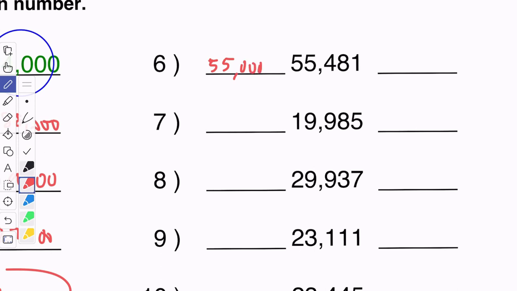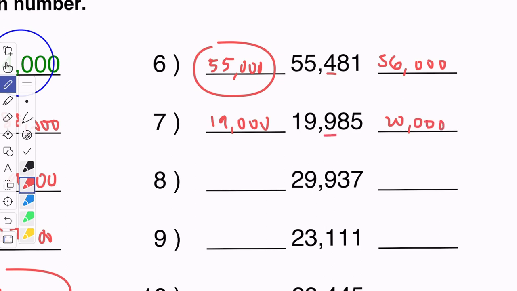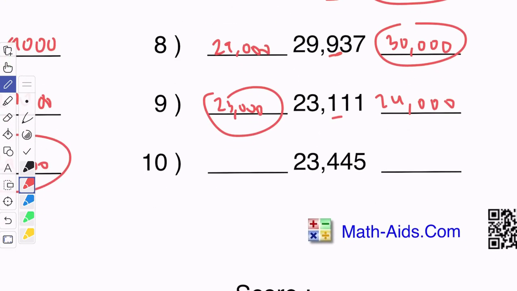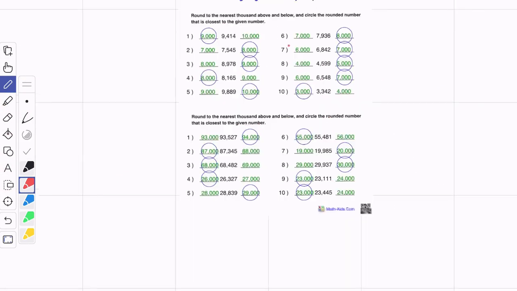55,000 and 56,000, we're going to be rounding down because of that 4. 19,000 and 20,000, we're going to be rounding up because of that 9. 29,000 and 30,000, we're going to be rounding up because of this 9. 23,000 and 24,000. We're going to be rounding down because of that 1. 23,000 and 24,000. We're going to be rounding down because of that 4. And those are our answers.